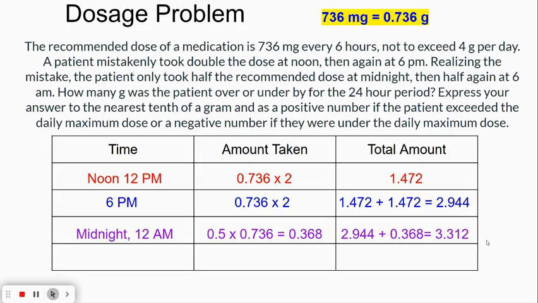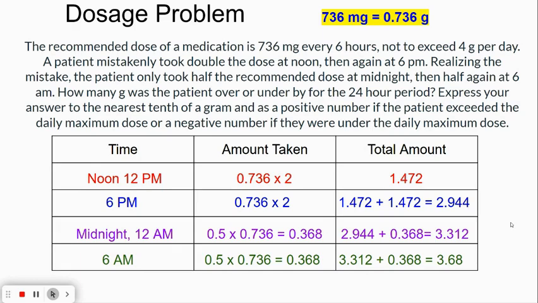All right, finally, last dose was at 6 a.m. And again, remember they did the half. So I multiplied the 0.5 times the 0.736 to give me 0.368. And I'm going to add this 0.368 to the 3.312 they already had taken, for a total of 3.68.